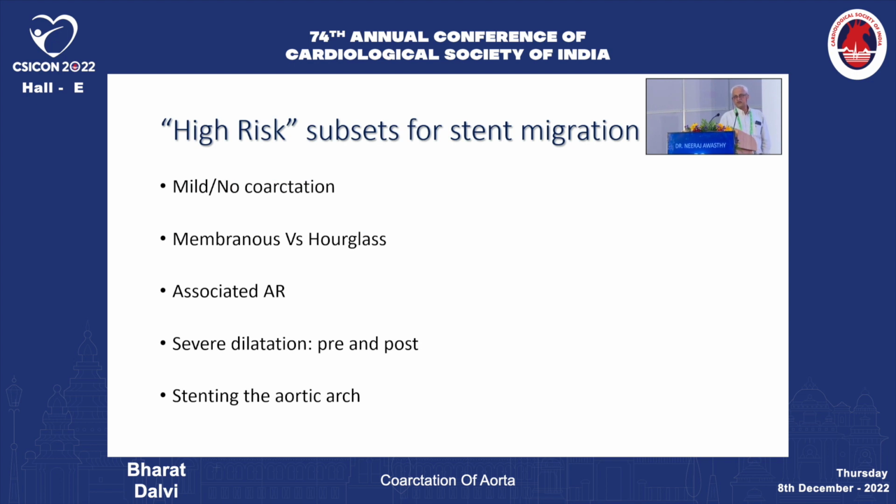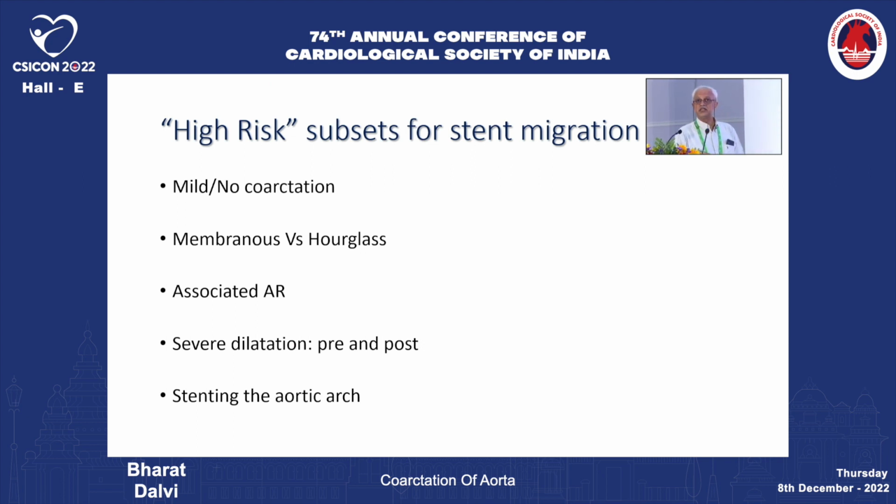So before we look at the strategies to prevent stent migration, let's ask ourselves, which is the high risk subset where stent migration would be common? If you are dealing with mild or no coarctation, I'll show you one of the examples. You will ask me why no coarctation requires stenting. When you are dealing with membranous type of coarctation, where the membrane is so soft that if you were to undersize the stent, it would just fall into the descending aorta.